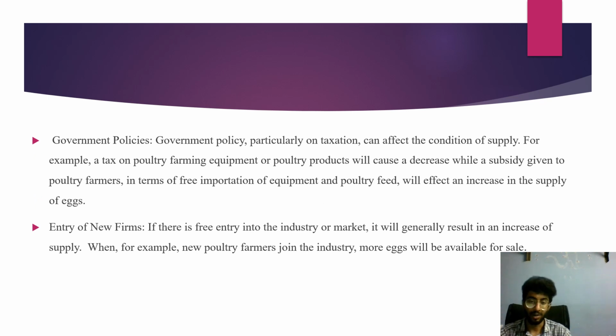Government policies. The government policies, particularly on taxation, can affect the conditions of supply. For example, a tax on poultry farming equipment and the poultry products will cause a decrease, while the subsidy given to the poultry farmers in terms of free importation of the requirements and the poultry feed will cause an increase in the supply of eggs.